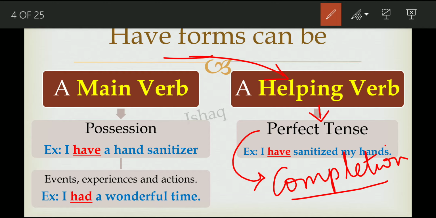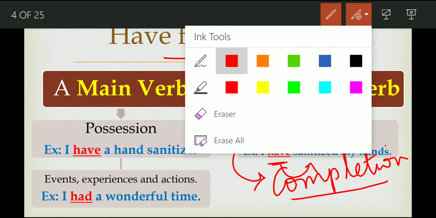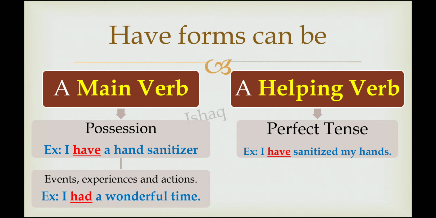And in this example what we are saying is I have sanitized my hands. So have is a helping verb here and sanitized is a main verb. So clear till here? So let's go into our next slide.